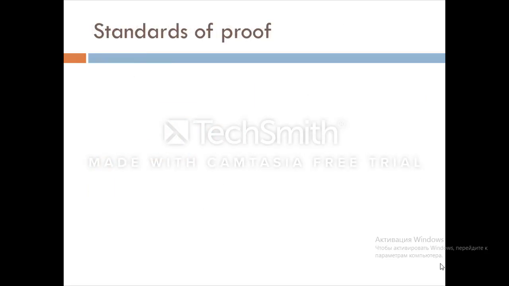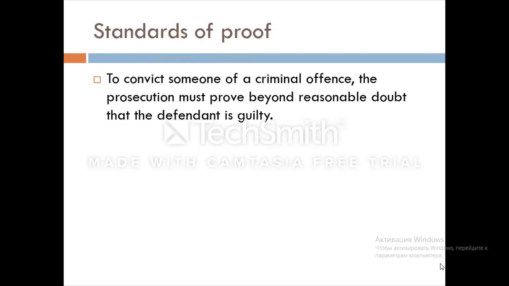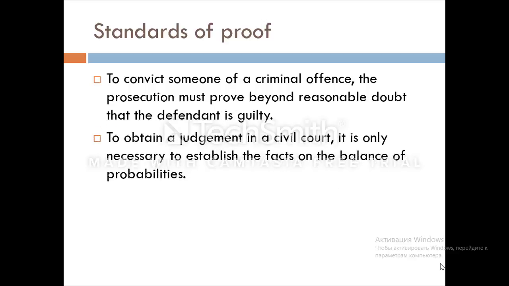The amount of evidence which a plaintiff or prosecuting attorney in a criminal case must present in a trial in order to win is called the standard of proof. Different cases require different standards of proof depending on what is at stake. To convince someone of a criminal offense, the prosecution must prove beyond reasonable doubt that the defendant is guilty. To obtain a judgment in a civil court, it is only necessary to establish the facts on the balance of probabilities.